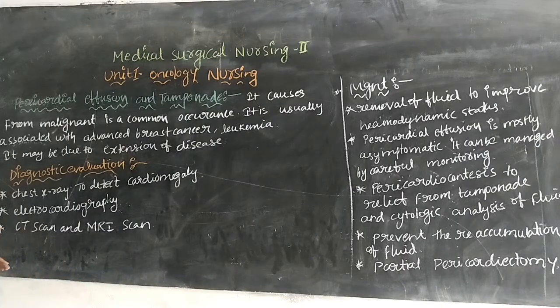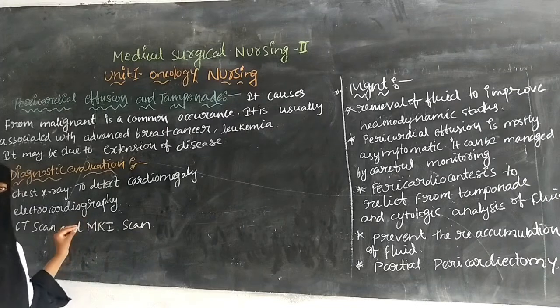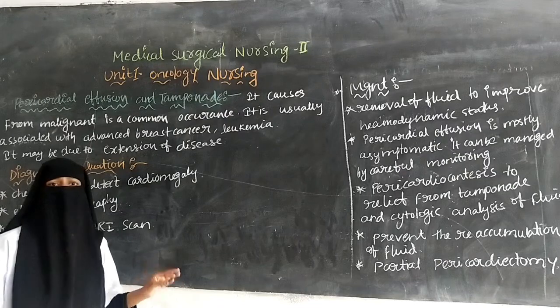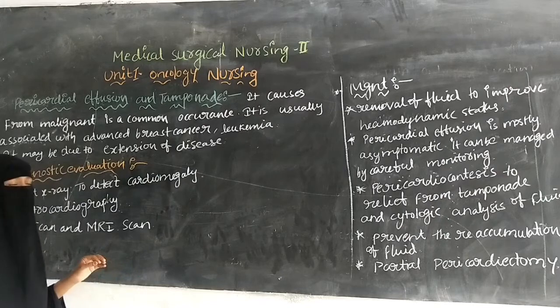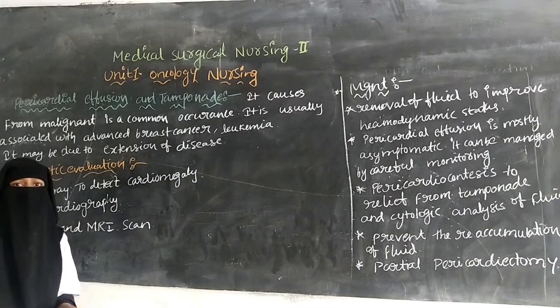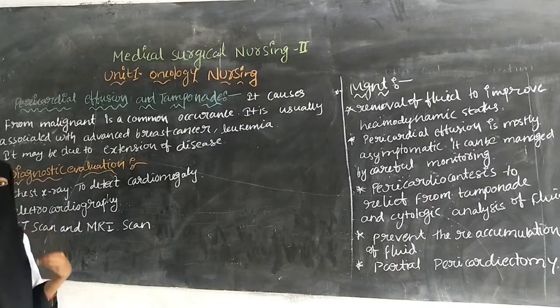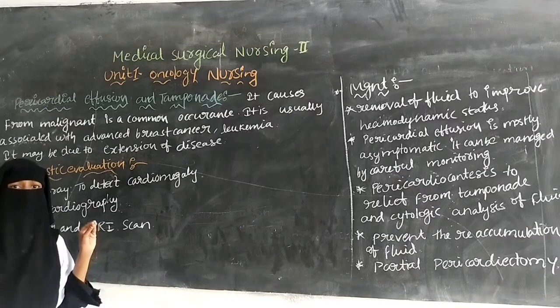In pericardial effusion, there is an abnormal accumulation of an excessive amount of fluid in the pericardial cavity. Because of this excessive amount of fluid in the pericardial cavity, there is increased intrapericardial pressure.